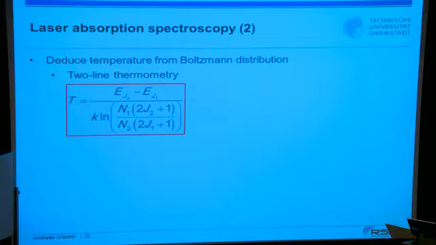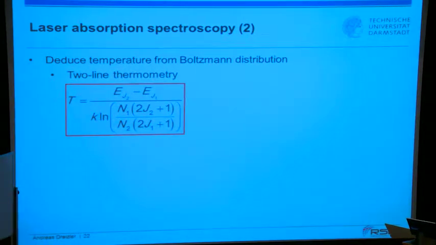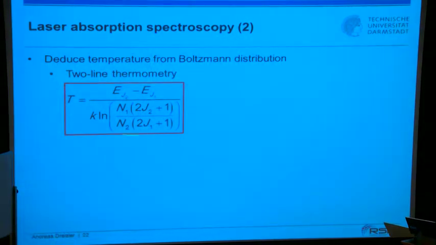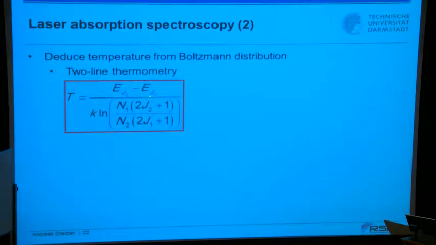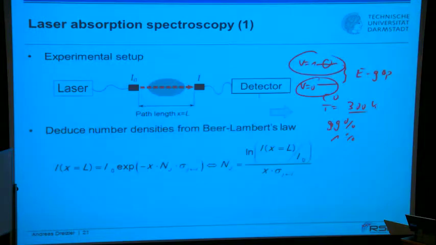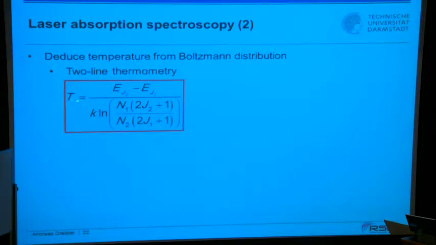Now you do that with two lines. It's called two-line thermometry. If you go through the simple math and throw that into the Boltzmann distribution, what you have to know are the corresponding energy levels that are probed in this two-line thermometry. You know about the degeneracy factor, and these numbers N1 and N2 come directly from your measurement. And with that, without any calibration, in principle, you can deduce the temperature. I go back to that.